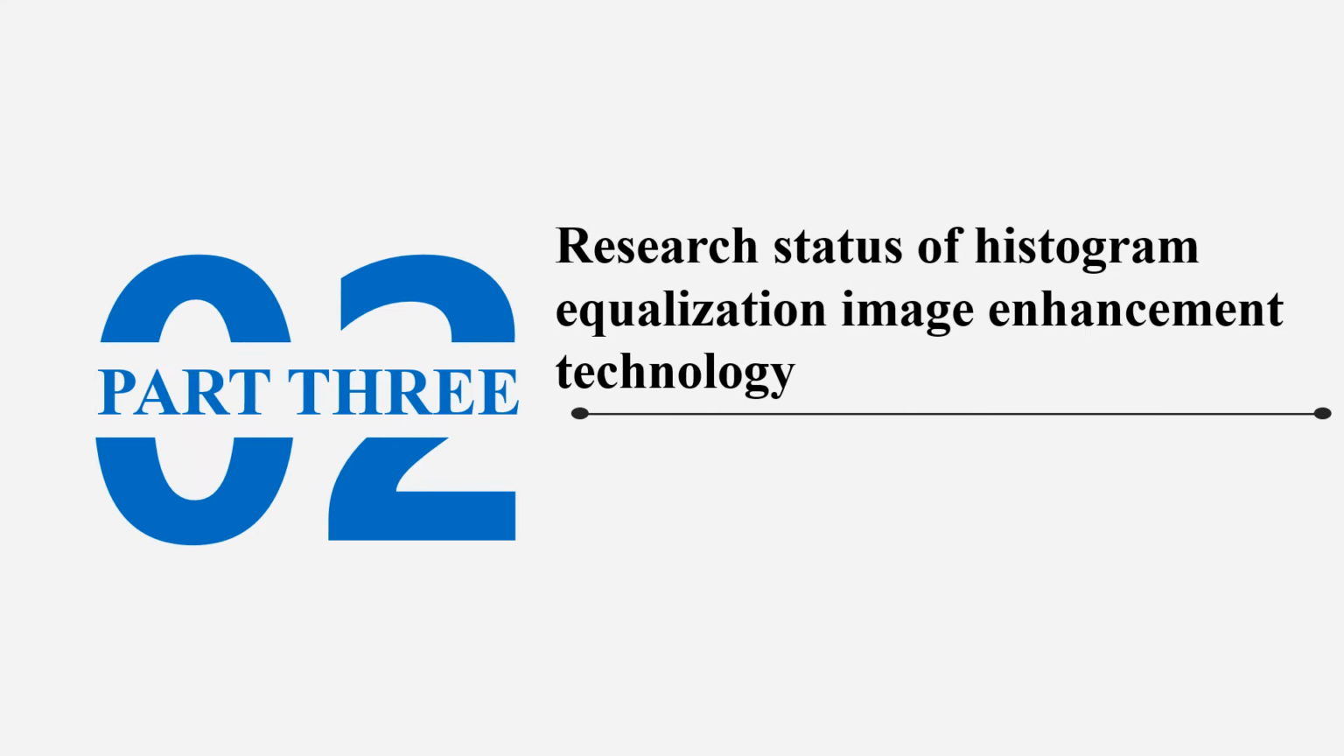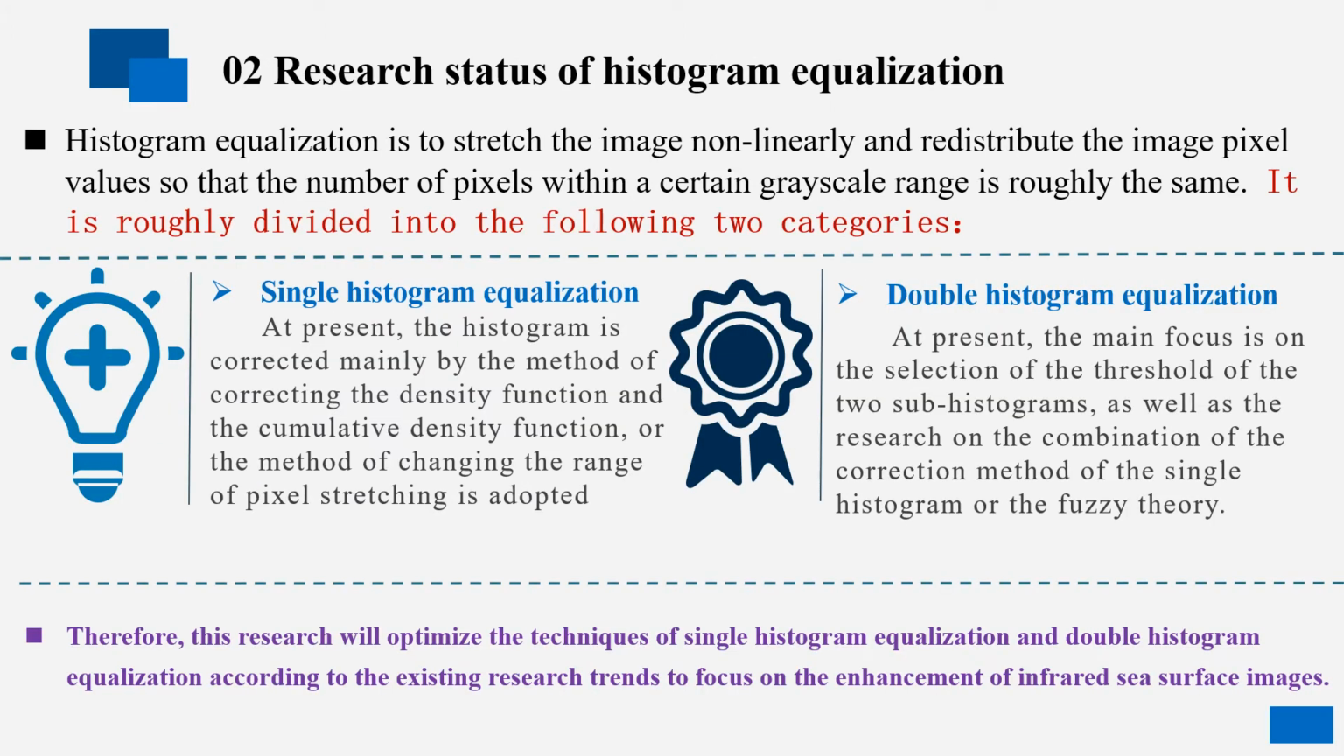Let's talk about the research status of histogram equalization image enhancement technology. Histogram equalization is to stretch the image non-linearly and redistribute the image pixel values so that the number of pixels within a certain grayscale range is roughly the same. It is roughly divided into the following two categories. Number one is single histogram equalization, and the second is double histogram equalization.